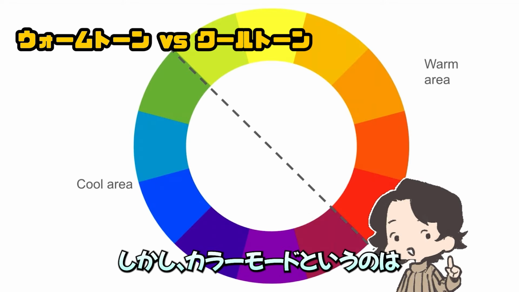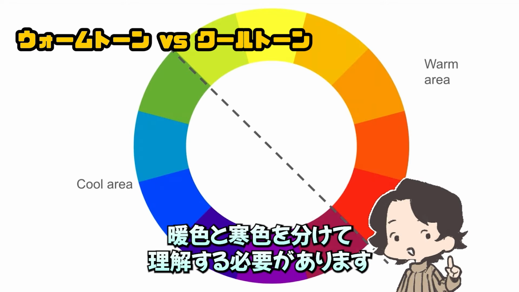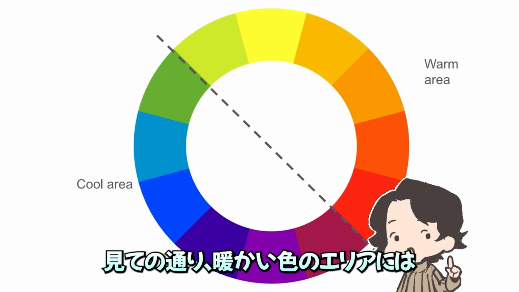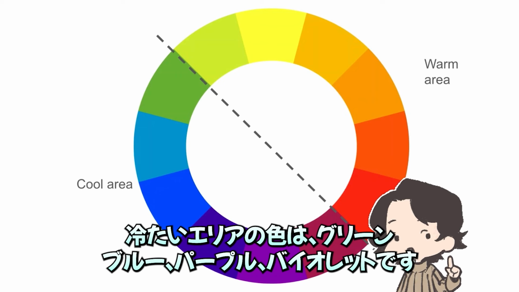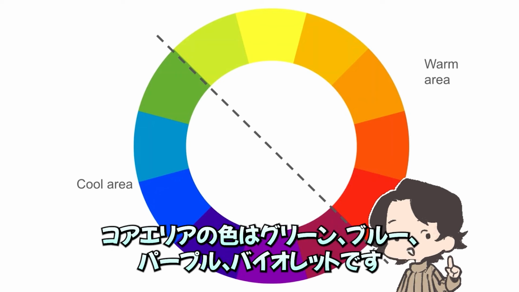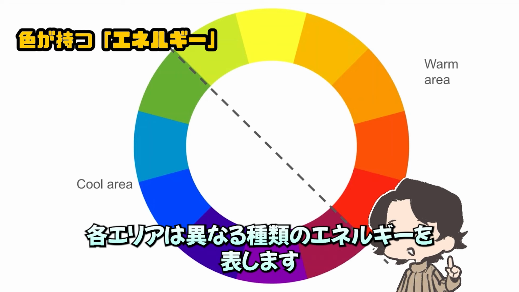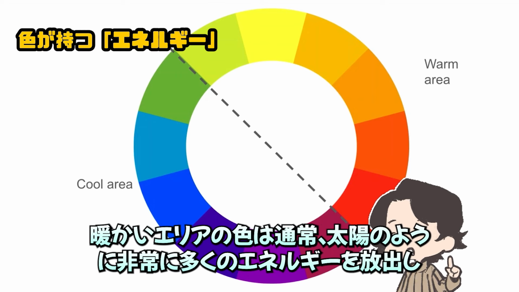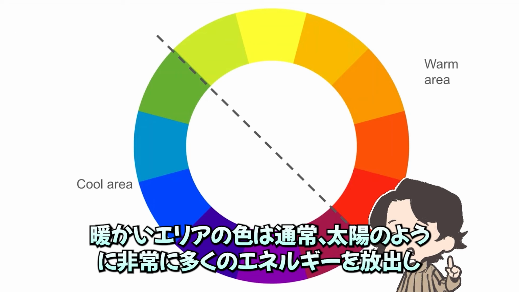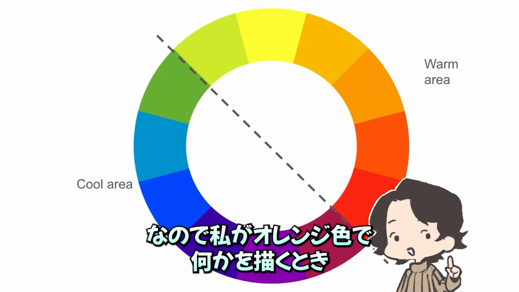But in understanding color mood, you'll have to understand the separation between colors of the warm area and colors of the cool area. As you can see here, the colors in the warm area consist of lime green, yellow, orange, and red, whereas the colors in the cool area consist of green, blue, and purple or violet. Each area represents a different kind of energy. Colors in the warm area usually emit so much energy, like the sun, and colors in the cool area usually emit less energy, resulting in a more mellow look.